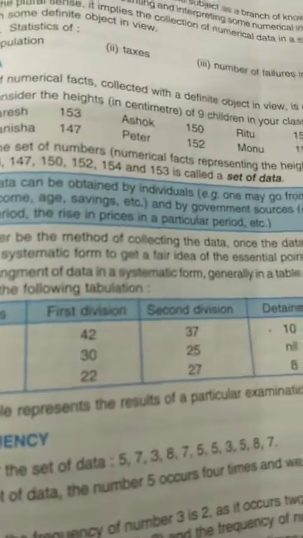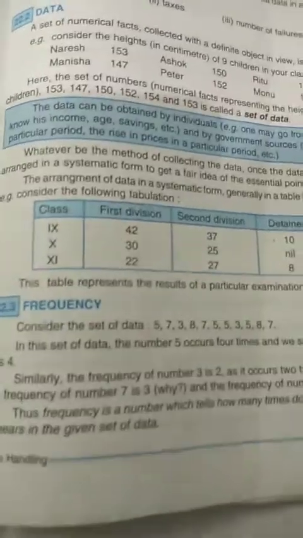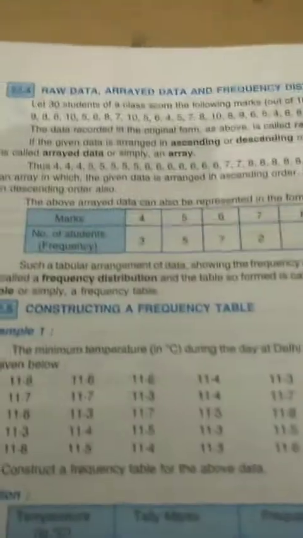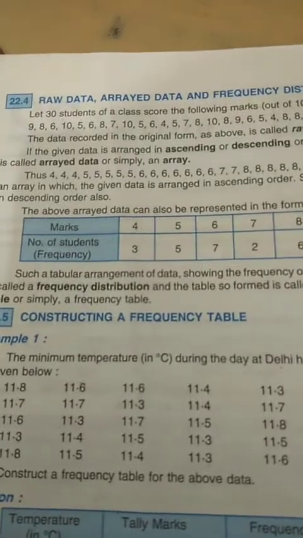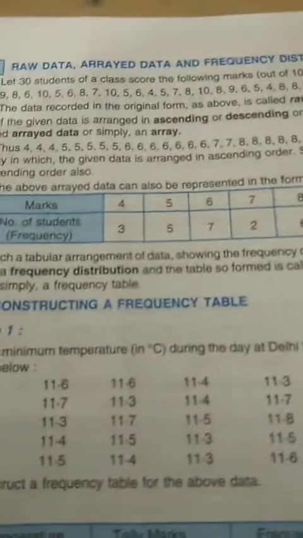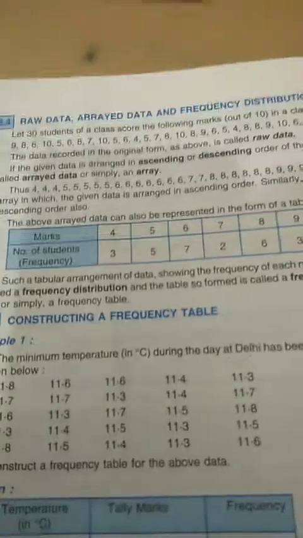Now the next thing is frequency. Now what does frequency mean? We will just understand this later. Before that, we will understand what is raw data and arrayed data, or array. Now raw data is data which is taken randomly.